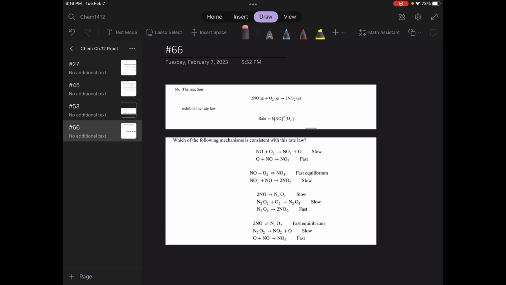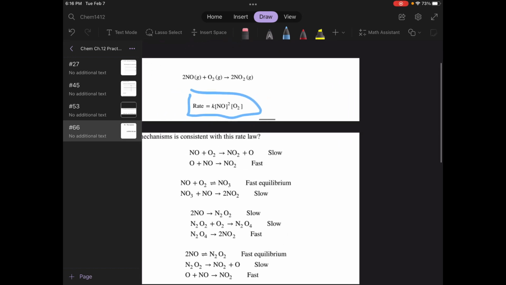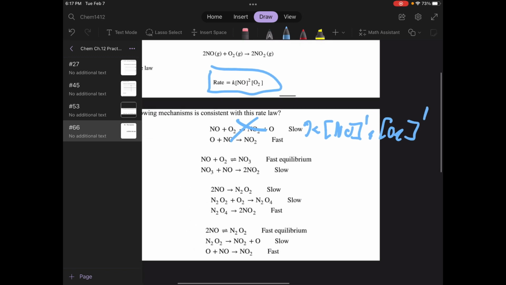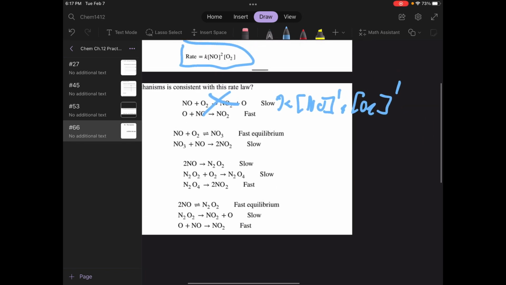Here, we're going to write out the rate laws for the slow steps. Whichever one agrees with the given rate law will be consistent with it. First, we write the rate law for the first one, which is k times [NO] to the power of 1 times [O2] to the power of 1, which just by looking at it doesn't equal our given rate law. So this mechanism isn't consistent with the rate law. We go on to the next one.